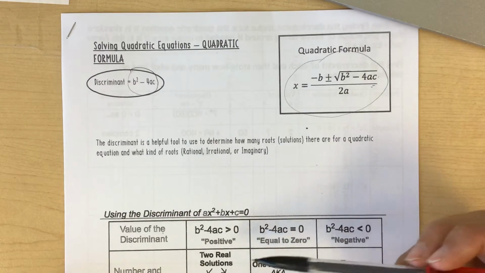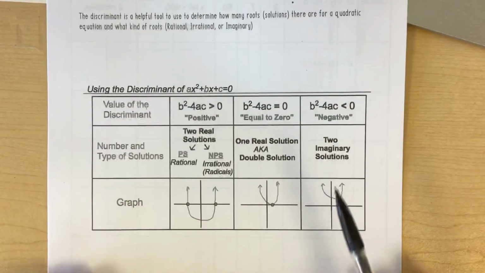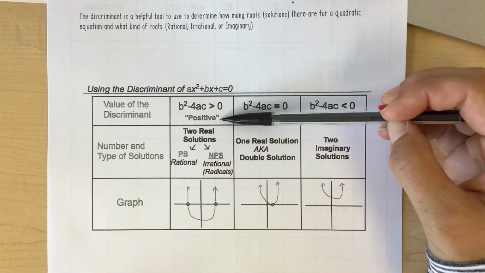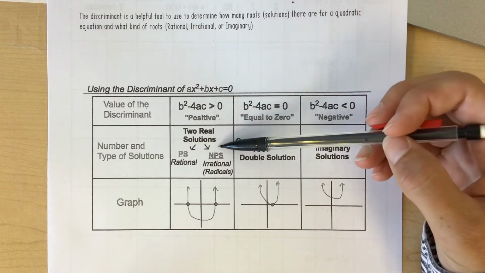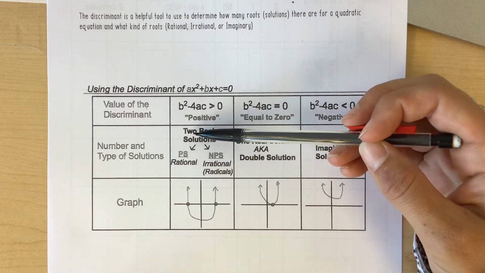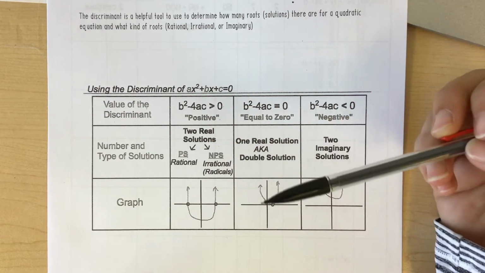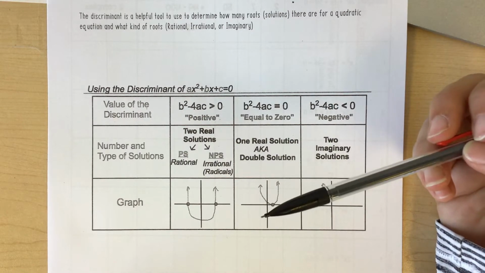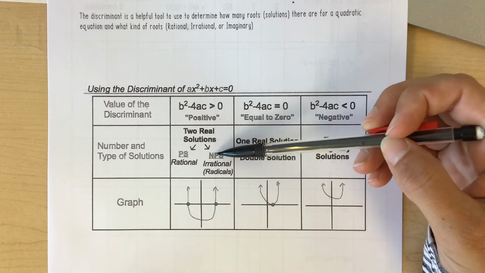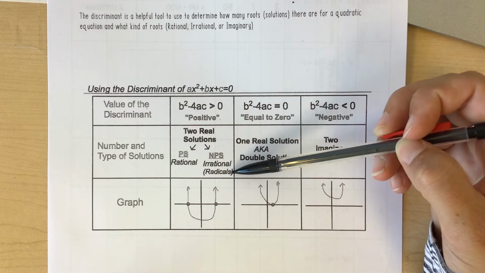So down here is the chart. This is a little more detailed than the other one we've had, so I want to go over it real quick. If your discriminant is greater than 0, or positive, two different things can happen. PS stands for perfect square. If your discriminant is a perfect square, you're going to have two rational solutions, meaning a whole number or a fraction as an answer. If you get a positive number like 40 that's not a perfect square, then you're going to have two irrational solutions, meaning you'll have a radical in your answer.